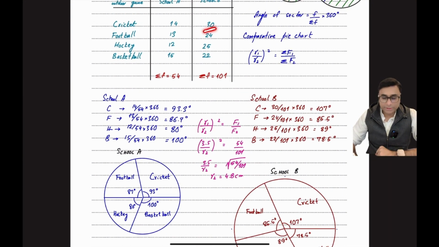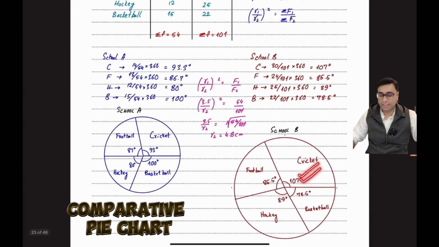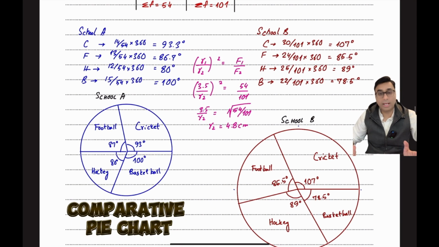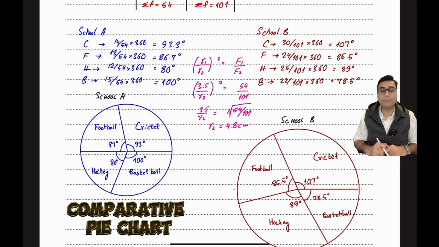Again, for this particular set of data, I'm going to get individual frequency divided by cumulative frequency multiplied by 360 to get their corresponding angles, and draw the sectors at those corresponding angles. So this is how I can make a single pie chart as well as the comparative pie charts of two different data.